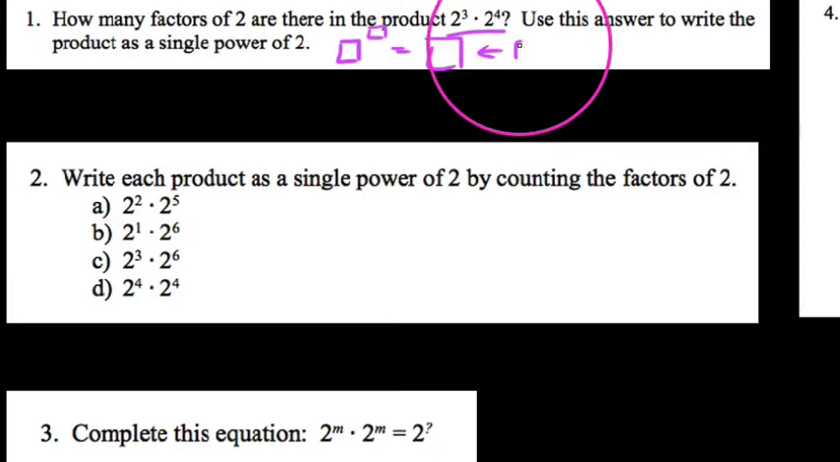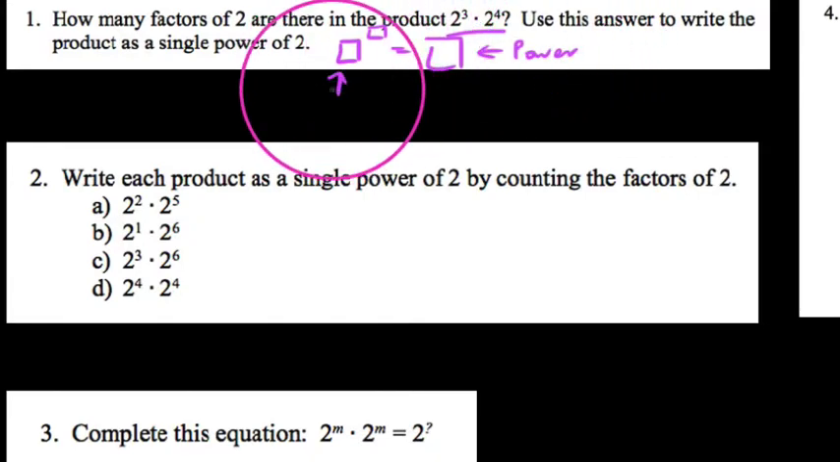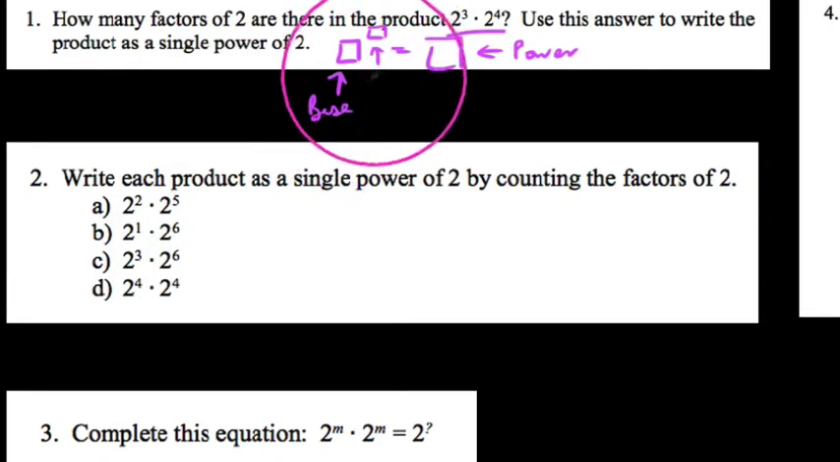So I'm going to refer to these using vocabulary here. We say this is my power. The thing that the exponent is attached to is the base. I want to be really clear on this. And then we say this thing up here is the exponent. That's the actual thing right there that we call the exponent, okay?